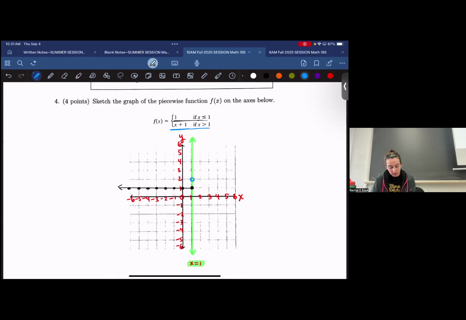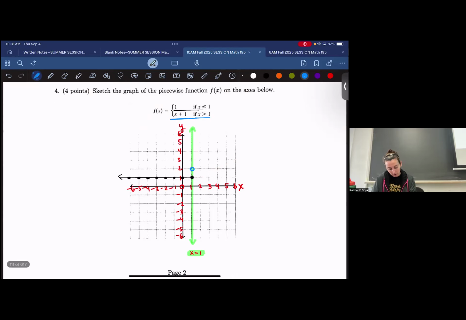And then, you know our slope is positive 1, so we just go up 1 to the right 1. You can go to the end of the graph, or you can just plot a few points and then just connect the points to create your line. There we have it. So last but not least, you want to label this piecewise function.